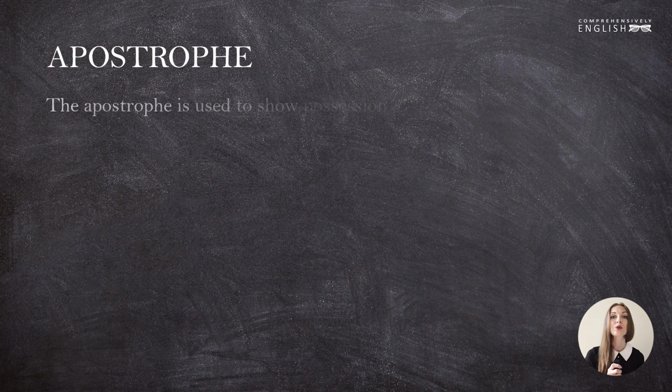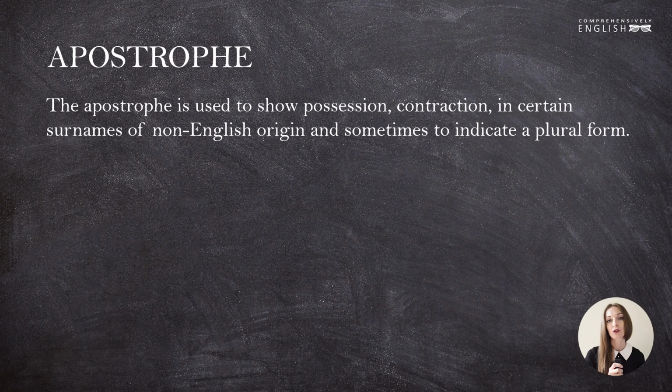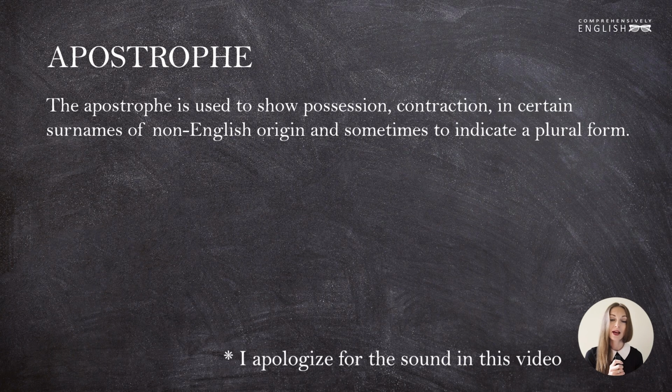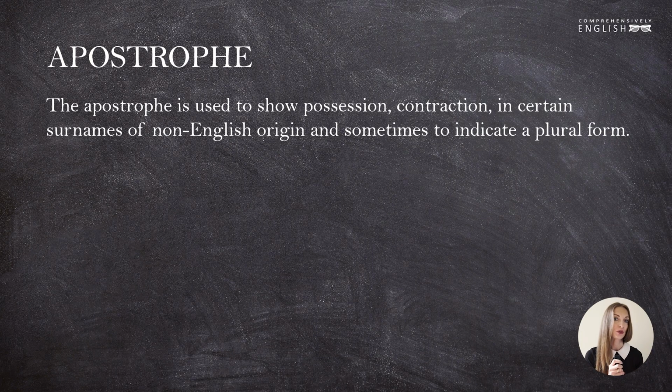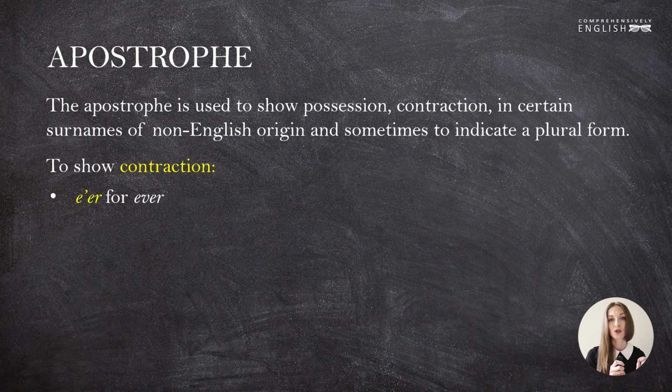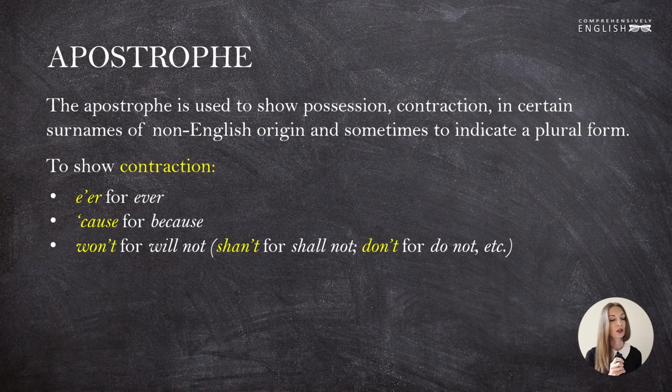First and foremost, we use the apostrophe to show possession, contraction. It is also used in certain surnames of non-English origin, and sometimes it is used to indicate a plural form. Let's see. The first use of the apostrophe is to show contraction. To show a contraction with the apostrophe, what we need to do is to get rid of one letter and replace it with the apostrophe. For instance, e'er for ever, 'cause for because, won't for will not.